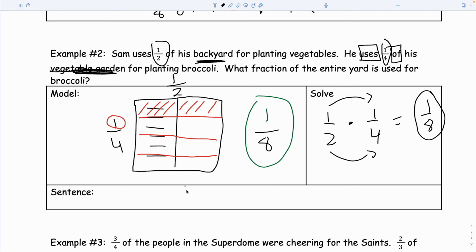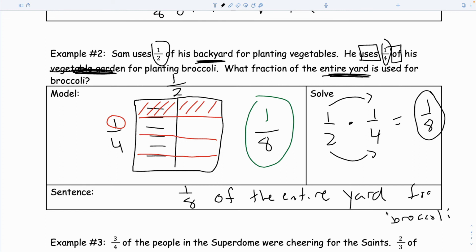In a sentence, he uses 1/8 of what? What fraction of the entire yard is for broccoli? He uses 1/8 of what, Avery? Good. Of the entire yard. He doesn't use 1/8 of the vegetable garden. He uses 1/8 of the entire yard for broccoli. Thanks for fixing that if you went ahead.